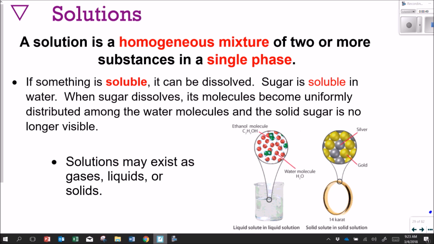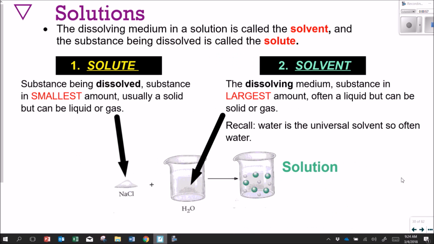You may be more familiar with liquid solutions, but the other two are possible also. The dissolving medium in a solution is called the solvent. It is the substance in the largest amount. It is often a liquid, but it can be a solid or gas. Remember that water is the universal solvent, so the solvent is often water.